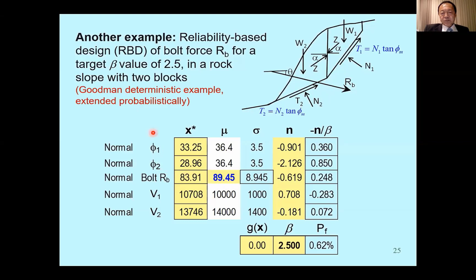Interesting thing is that despite the same nature of the friction angle and the same mean value, same standard deviation, they have a different sensitivity. The friction angle of the lower block is a more sensitive parameter compared to the friction angle of the upper block.